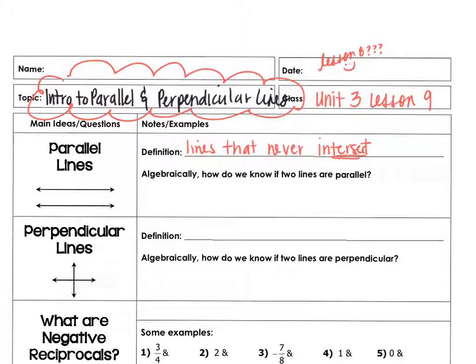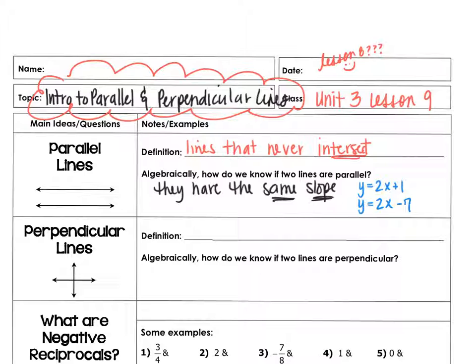So what does that look like algebraically? Well, algebraically, how do we know if they're parallel? They have the same slope. So parallel lines have the same slope. They lean in the same direction. They lean the same way. They have the same inclination or slope, which means that they'll never cross each other. So for example, y equals 2x plus 1 and y equals 2x minus 7. Without looking at them, these are parallel lines. These two linear equations represent parallel lines because the slopes are the same. The slopes are both 2.